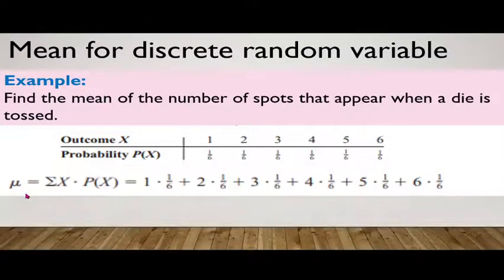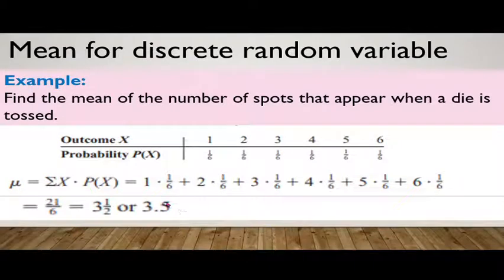Okay, so let us now use the formula to get the mean for this discrete random variable. So we have mu is equal to the summation of x times p of x, and that is just like getting the sum of the weighted mean of this probability distribution. So we have 1 times 1 over 6 plus 2 times 1 over 6 plus 3 times 1 over 6 plus 4 times 1 over 6 plus 5 times 1 over 6 plus 6 times 1 over 6.